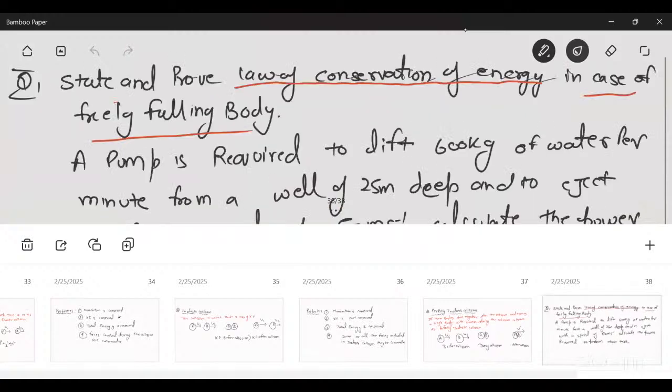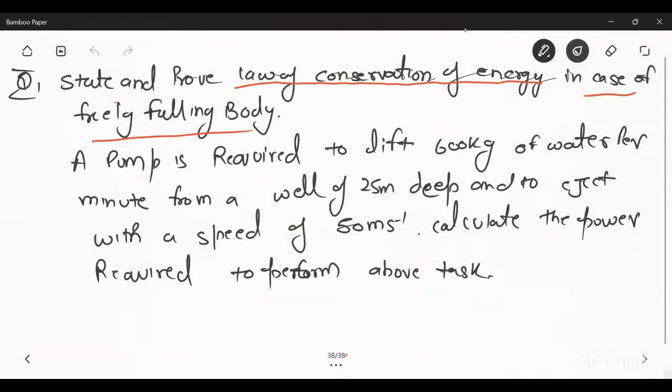Now come to the next part. A pump is required to lift 600 kg of water per minute from a well of 25-meter depth and to eject it with a speed of 50 meter per second. Calculate the power required to perform the above task.